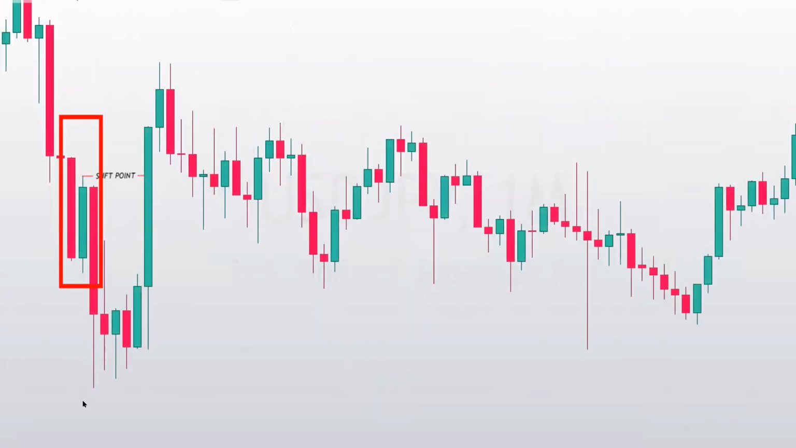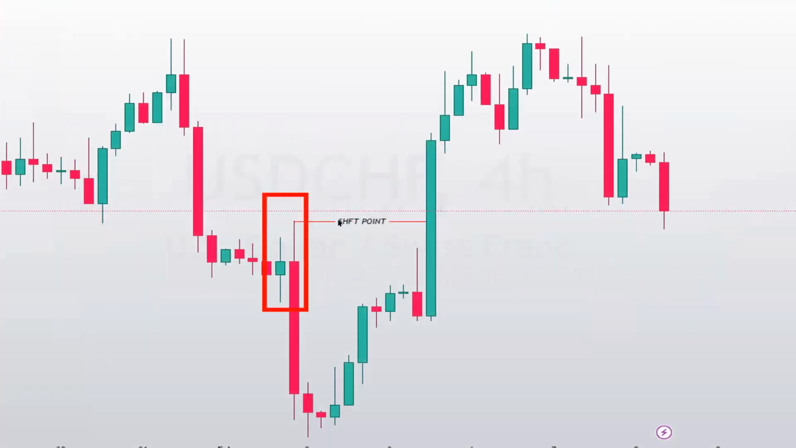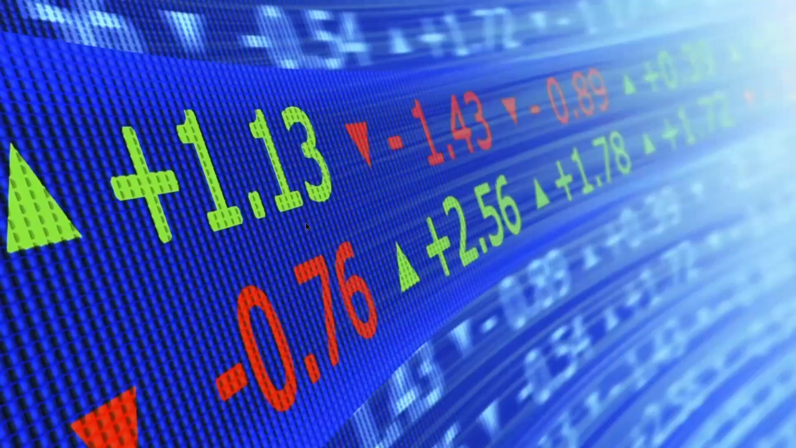As you can see also in this example right here, the market came down. Then my previous structure was this one, this single bullish candle. After that the market came and closed above that candle. So now that is my shift point. Another example, as you can see here, now this is how we observe those shift points.